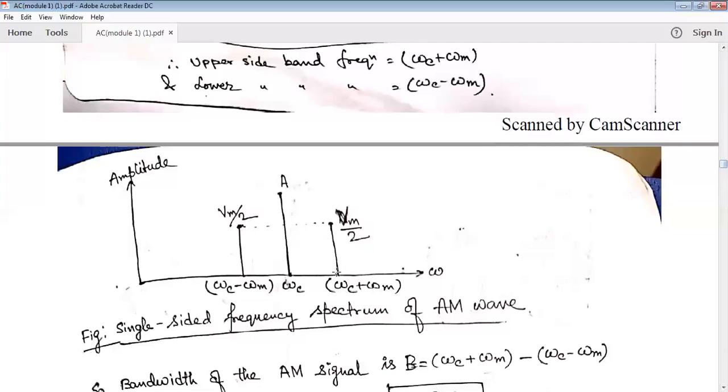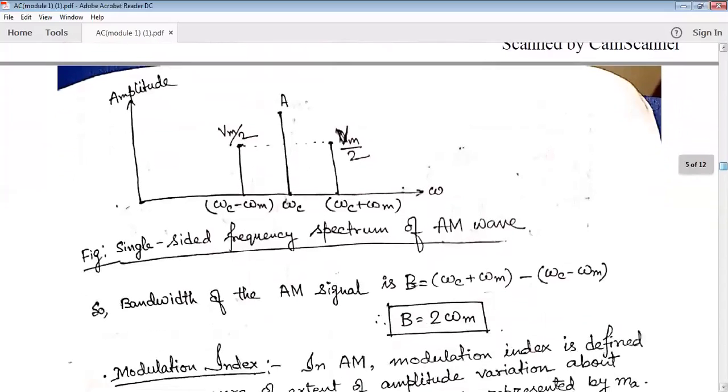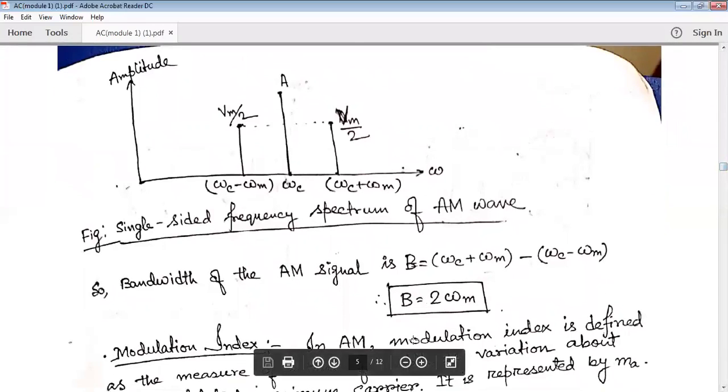So from here, you can easily calculate the bandwidth of the single tone amplitude modulated wave. What is bandwidth? Bandwidth, simple formula is the highest frequency minus the lowest one. So (ωc plus ωm) minus (ωc minus ωm). And here it is, the bandwidth of amplitude modulated signal is 2ωm, that is twice the frequency of message signal. That's how the derivation of single tone amplitude modulated signal and its bandwidth calculation is derived.